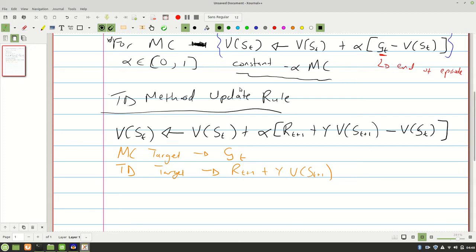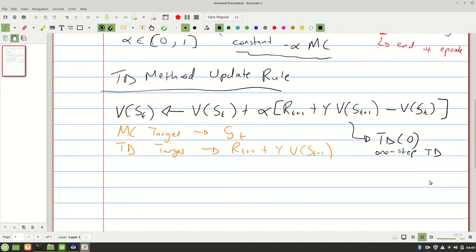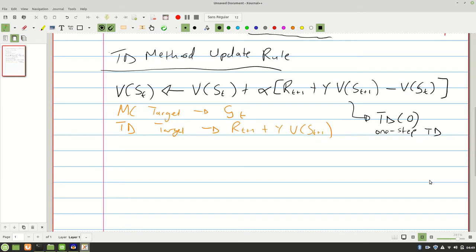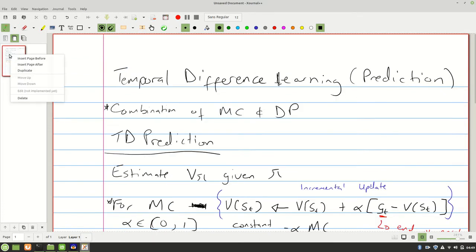So this algorithm, this update rule that I showed you here, actually has a name. It is known as TD(0), and another way of denoting this is one-step TD. That's what TD(0) is. We will look at more generic n-step TD methods later on. But for now, this is just an introductory lecture to familiarize you with what temporal difference learning methods actually are. So having said that, let's look at the algorithm for temporal difference learning for the prediction problem.